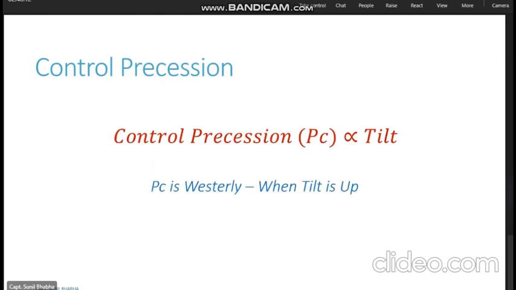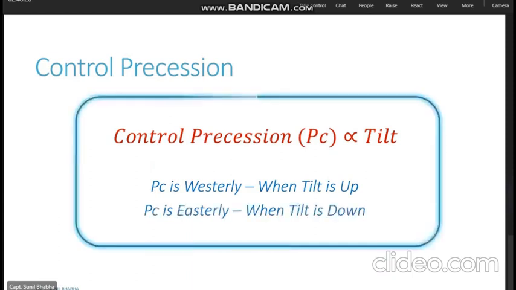A very important takeaway from this discussion: the control precession, which comes into the picture because of the weight we have fitted, top heavy or bottom heavy, represented by PC, is directly proportional to tilt. When the tilt is 0, the control precession is 0. As the tilt starts to increase, the control precession also increases. It is directly proportional to tilt. So this tells us about the magnitude of the control precession.